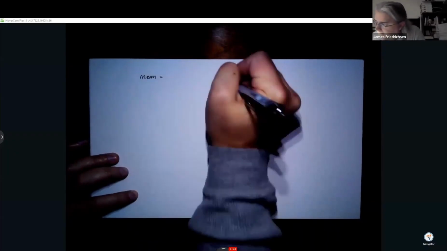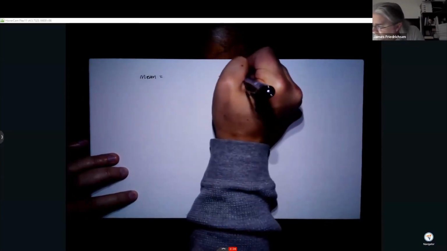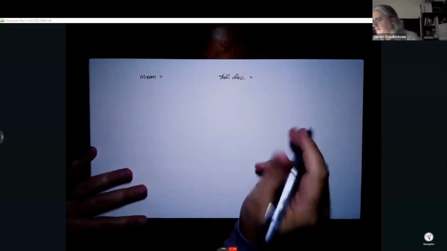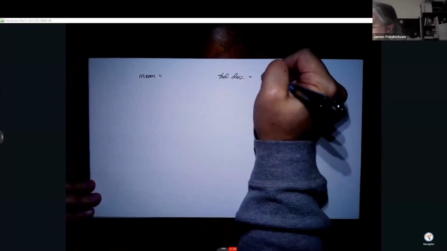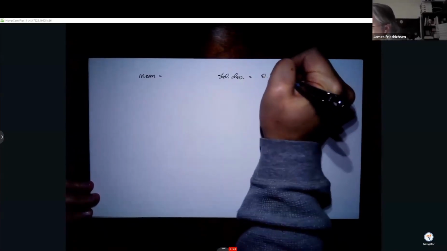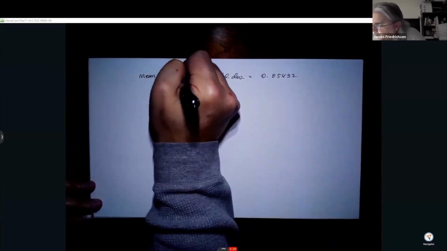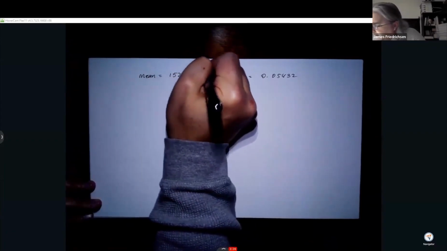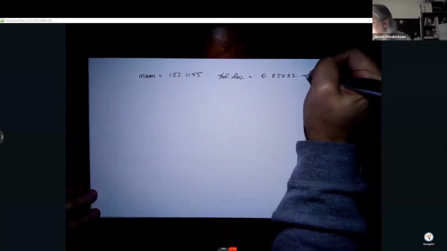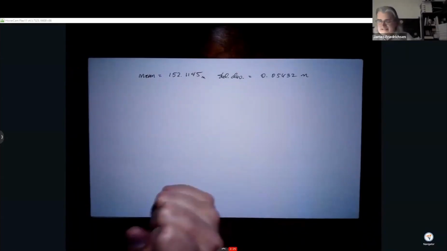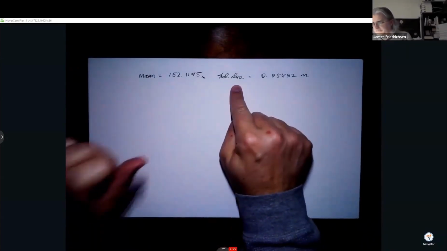So let's say that we have a mean and a standard deviation that are something else. Say this is 0.05432, and this is 152.1145. These are going to be in meters or something. Okay, so what you basically do is you look at the standard deviation first, because it's our uncertainty.